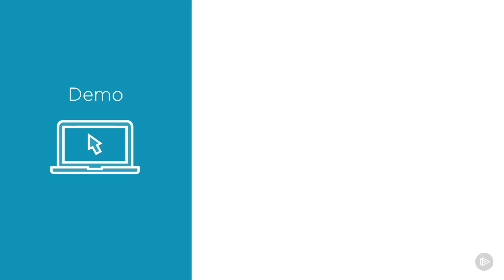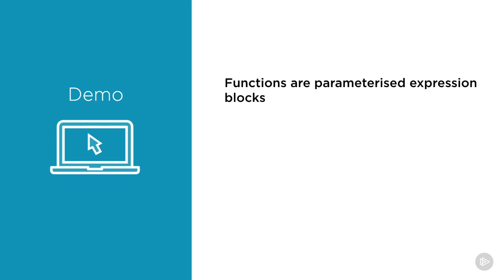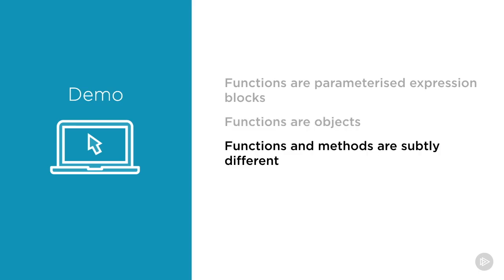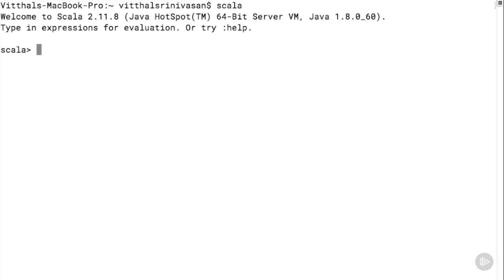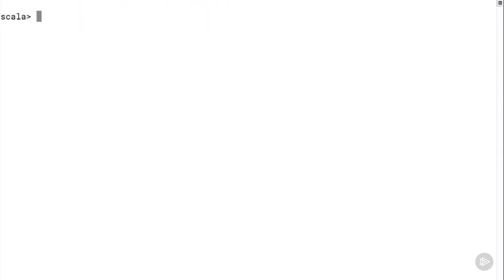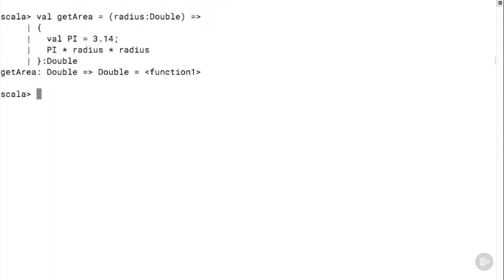In this demo, we are going to try and get across 3 points. The first is that functions are really just parameterized expression blocks. The second is that functions are fundamentally objects. We will also examine how functions and methods are subtly different, even though the mechanics of defining and invoking them seem so similar. Okay, let's plunge in. Let's open up our Scala interactive shell and then type out a function. And what you can see on screen now is our function object in a value called getArea.